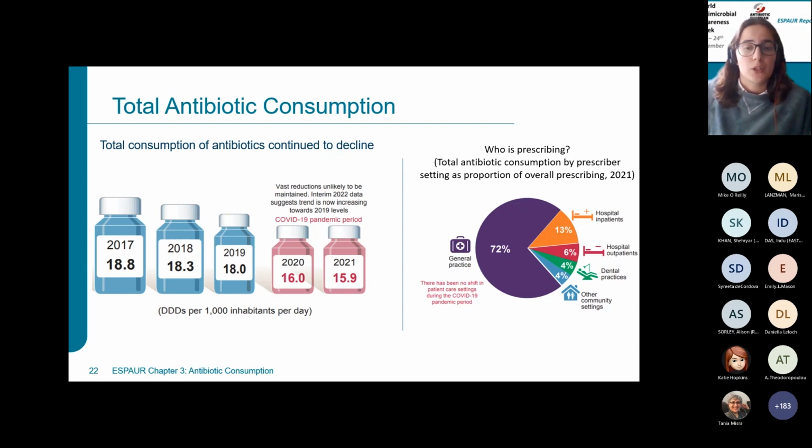Antibiotic prescribing in 2021 continued to mostly occur in general practices, as you can see in the figure on the right, with GPs seeing 72% of total prescribing, accounting for 11.5 DIDs. Hospital inpatients then saw the next highest percentage of the total at 13% and 2.1 DIDs. Next slide, please.